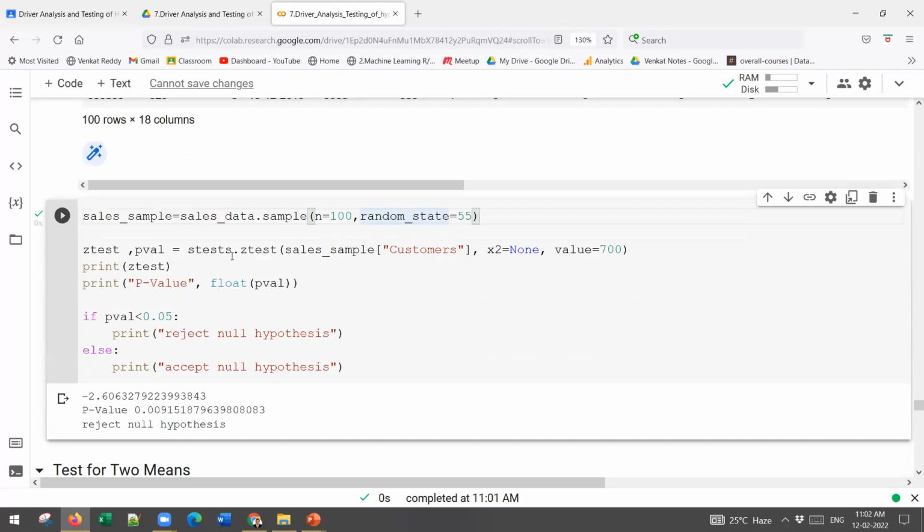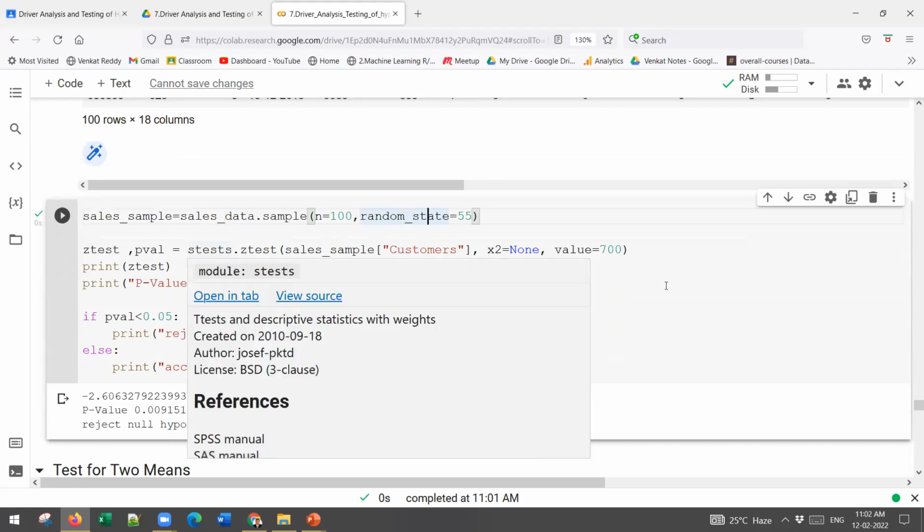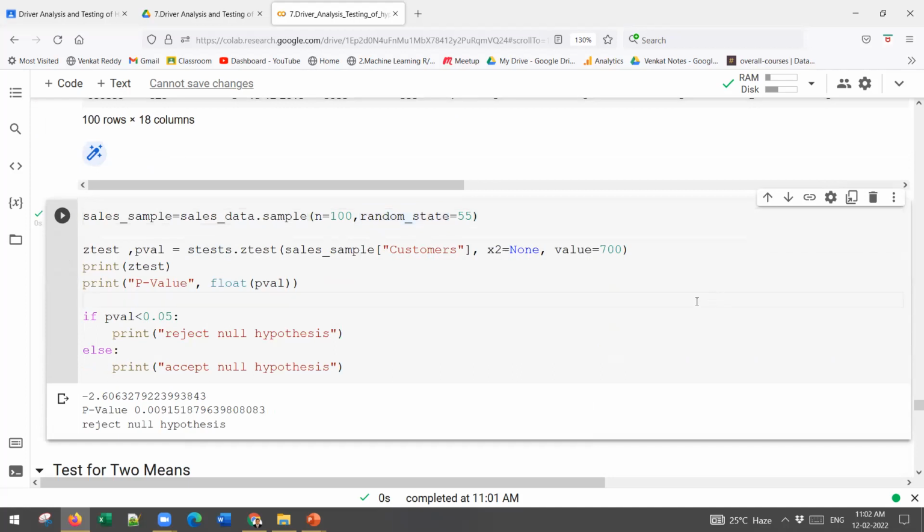I want to do the Z test. This is known as testing for the population mean, or Z test. Normal distribution is also known as Z distribution. That bell curve that you see is known as the normal distribution.